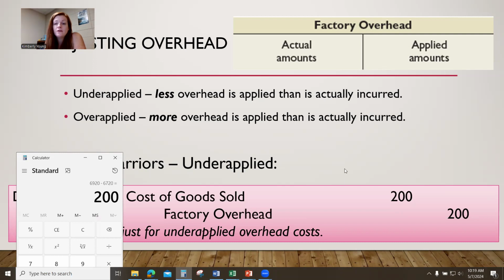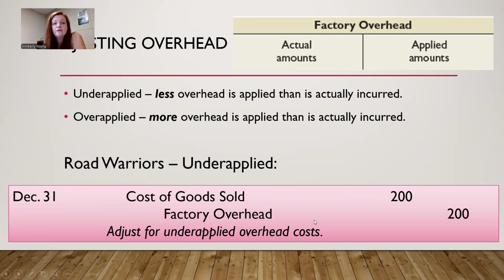They did not apply enough. So we are then going to, and this is always going to be the entry, if it's underapplied, we will debit cost of goods sold, because at this point we're assuming it's left inventory and we have sold these items and we didn't put enough in cost of goods sold. Remember, cost of goods sold is like an expense account. It is always debited. Factory overhead would then be credited, which would make both sides of the T account 6,920. Since the credits were not enough, we're now increasing it by 200, and now they zero out, which is what we have to do every time.